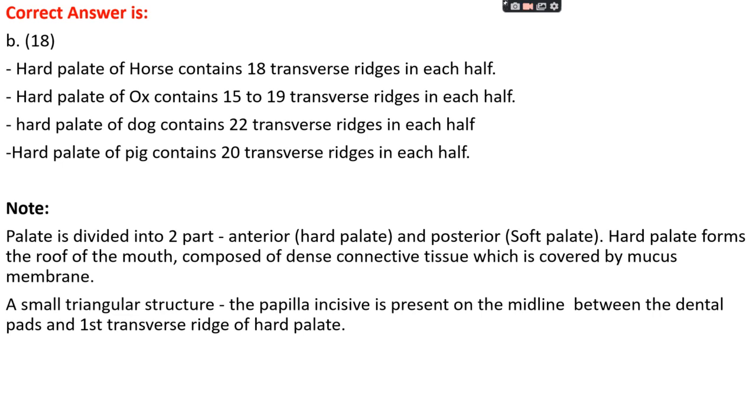Note that the palate is divided into two parts: the anterior palate, known as the hard palate, and the posterior palate, known as the soft palate. The hard palate forms the roof of the mouth and is mainly composed of dense connective tissue covered by mucous membrane. The small triangular structure located on the midline between the dental pad and the first transverse ridge of the hard palate is known as the incisive papilla.